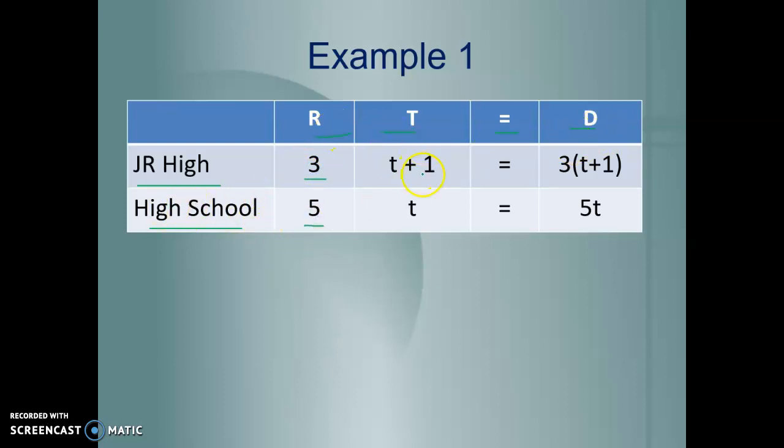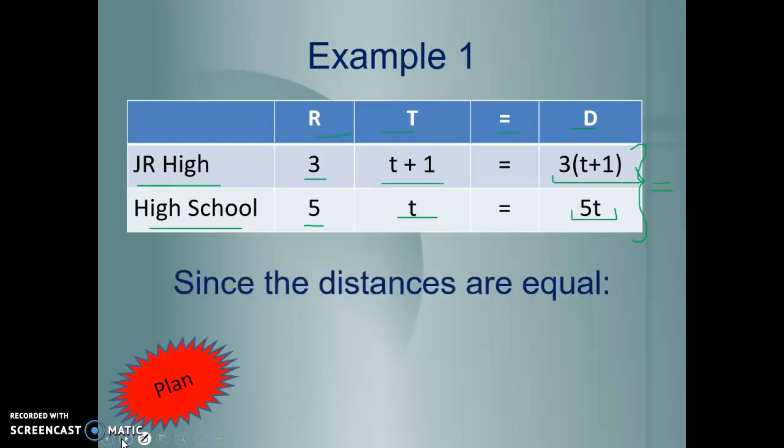We know that the time of the junior high group is T plus 1, and the high school group is just going to be represented by T for time. And based on our formula, distance equals rate times time, we know the distance of the junior high group is 3 times T plus 1, and the distance of the high school group is 5T. The other piece of information that we know is that these two distances are equal. So we can write an equation that sets those two things equal. So 3 times T plus 1 equals 5T. We know that to be true.